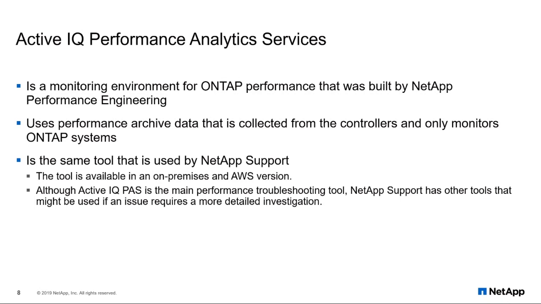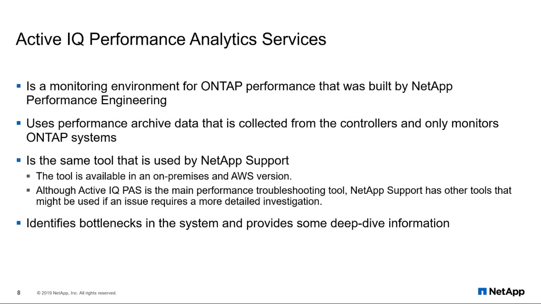ActiveIQ PaaS is available as an on-premises tool, or it can be used within an Amazon Web Services or AWS instance. Although ActiveIQ PaaS is the main performance troubleshooting tool, NetApp support has other tools available that might be used if an issue requires a more detailed investigation. ActiveIQ PaaS can be used to identify very specific bottlenecks in a system and provides deep dive information that is not available in other tools.